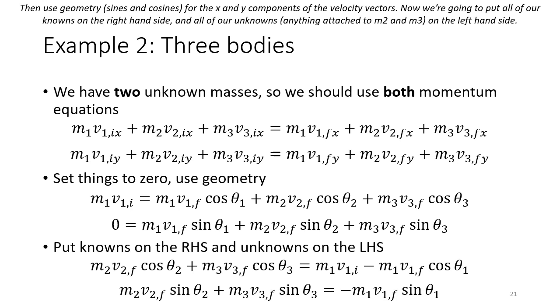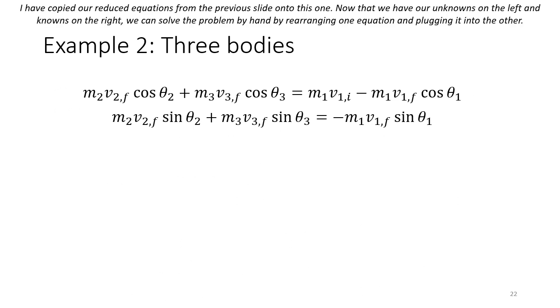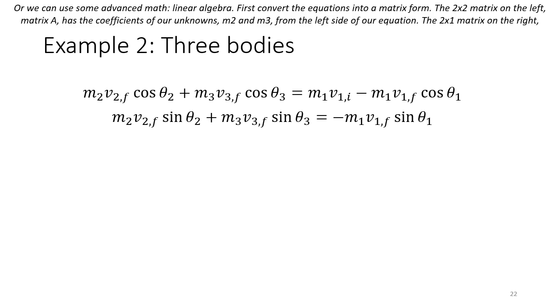Now we're going to put all of our knowns on the right-hand side and all of our unknowns, anything attached to M2 and M3, on the left-hand side. I have copied our reduced equations from the previous slide onto this one. Now that we have our unknowns on the left and knowns on the right, we can solve the problem by hand by rearranging one equation and plugging it into the other.